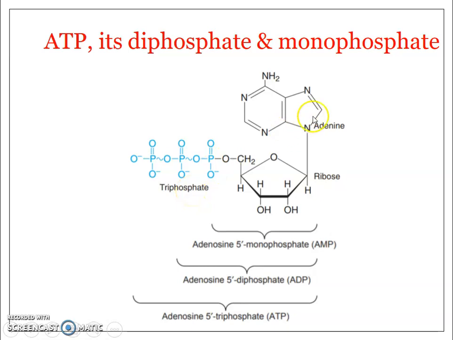Okay, the adenine bonds with the ribose through a beta N glycosidic bond. Okay, and the product formed as a result, that is adenine bound to ribose through a glycosidic bond, is known as adenosine or adenine nucleoside.